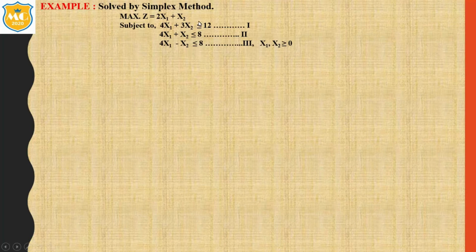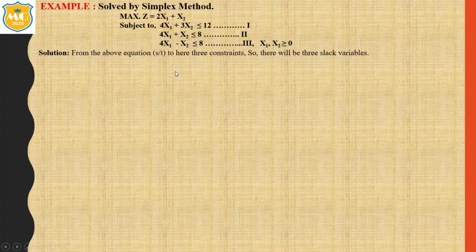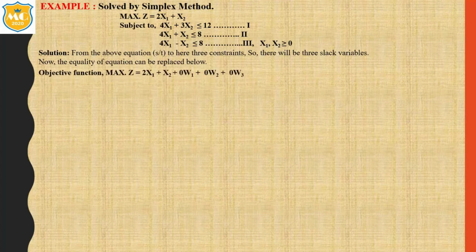So here all the signs are less than or equal to, so we have to add 3 slack variables. Now the inequalities can be replaced as below. So first we convert the objective function. Maximize z = 2x1 + x2 + 0w1 + 0w2 + 0w3.